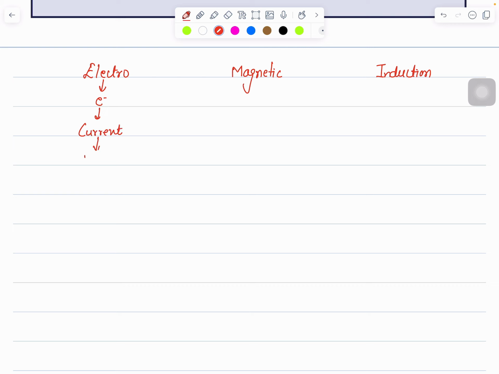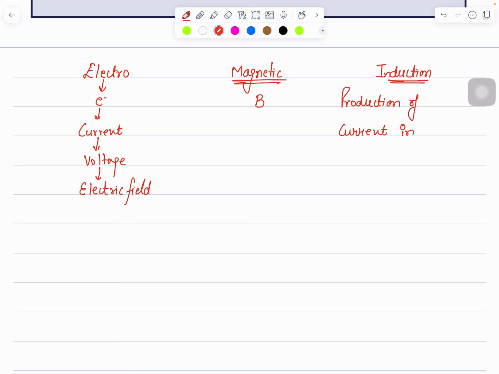Current with voltage, and with all these things we have the word called electric field. Yes or no? All these things are connected. Fine. With the magnetic we have a simple word which is called B. Induction means production of current.